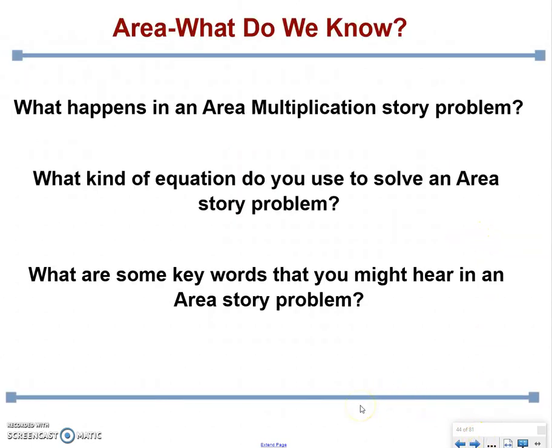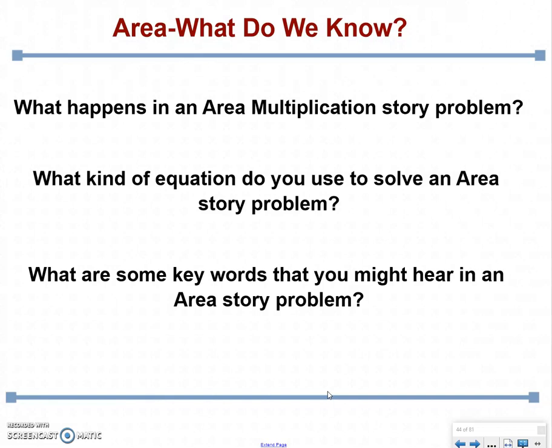I want you to think about area story problems. What is it that happens in an area multiplication story problem? You're right. In an area multiplication story problem, we are finding the total square units covered by a rectangular object. We're finding the area of a rectangular object. What kind of equation would you write to solve an area story problem?